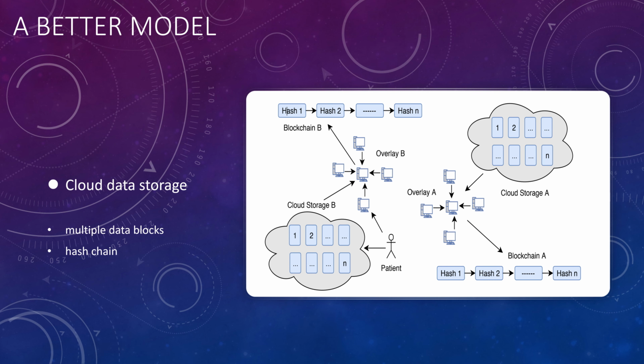The second part is cloud data storage. In our model, data is stored in multiple blocks on the cloud server, and the server uses a hash chain to control correct data updates. That is, when data changes on the cloud, the cloud server will calculate the new hash and send it to the overlay network together with the root hash, and the overlay network will accept the new hash only if the root hash matches. Then we will talk about the algorithm used in this model.